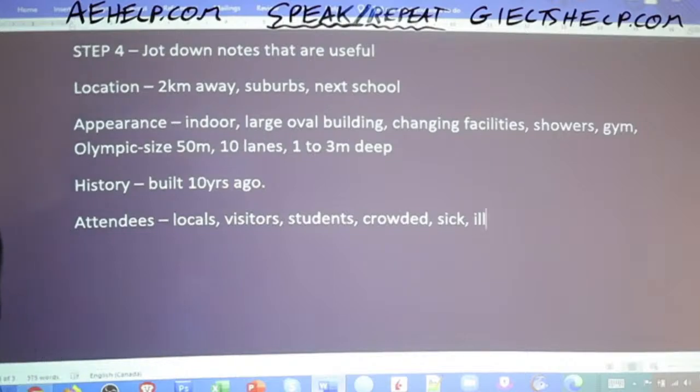Okay, I don't know about animals, Ois, going to the public pool. You wouldn't have that in Canada, that's for sure. So, all right. Attendees. Okay, so now activities.